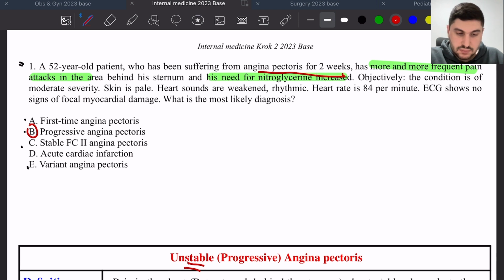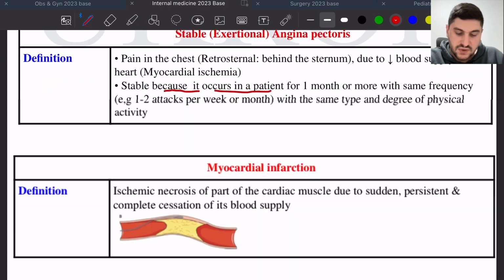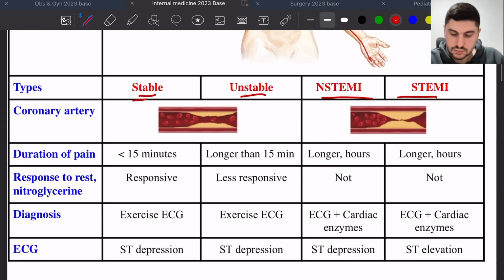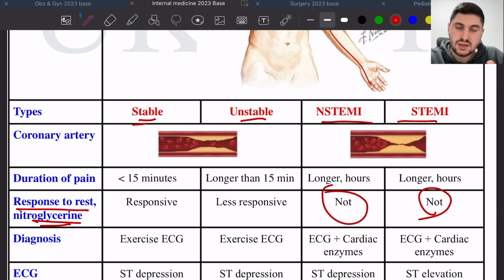And the ECG shows no signs of myocardial damage, so no signs of infarction. It means that it's not myocardial infarction. Myocardial infarction will not respond at all to rest or nitroglycerin. Okay, either non-STEMI or STEMI.